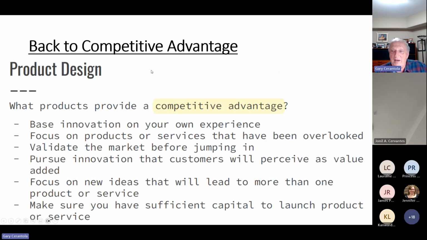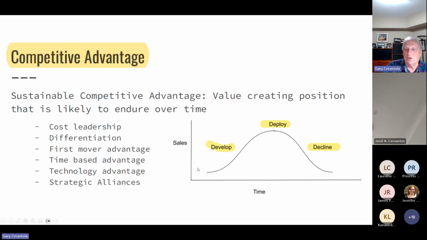Okay, so let's go back to competitive advantage. You want to focus on those products and services that really validate the market before jumping in, and look at new ideas to really work with that ideal customer. What you need to understand is that you need to develop that competitive advantage. Then as you deploy it, that's when you're making the most sales. And sometime in the future, those sales are going to decline. So these are three keywords we need to understand: develop, deploy, and decline.